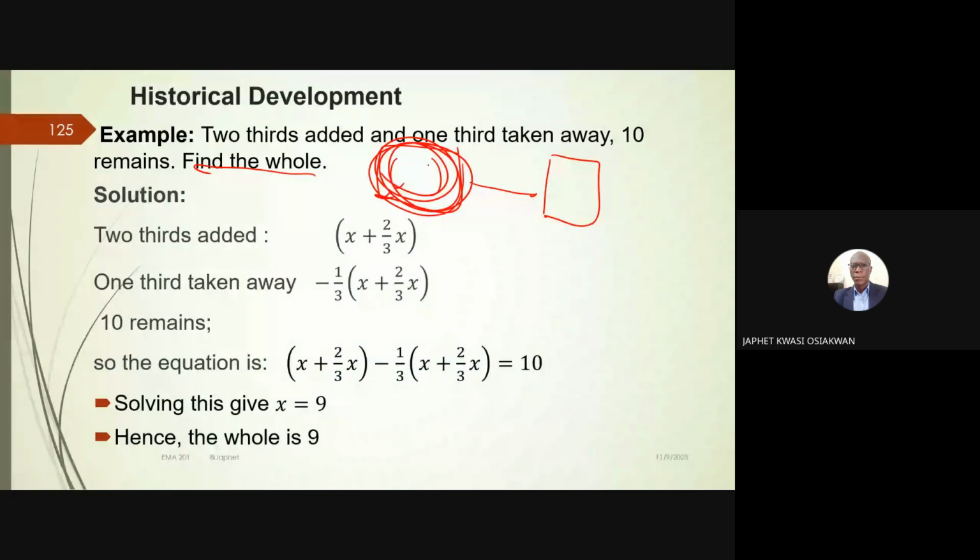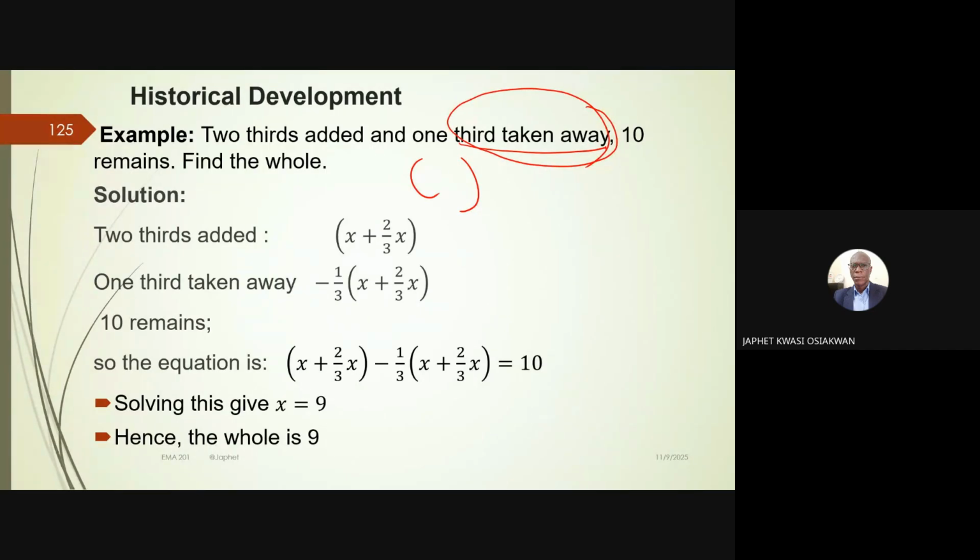2/3 has been added. Then after you add it, 1/3 has been taken away. After taking the 1/3, you are still left with 10. It's a process. It's not disjointed information. It's not pieces of information put together. Sit down and read the question well. You understand that it's a process. 2/3 added. After that has been added, 1/3 is taken away. So the 1/3, where are you going to take it from? You have added something, and then you take 1/3 from it.